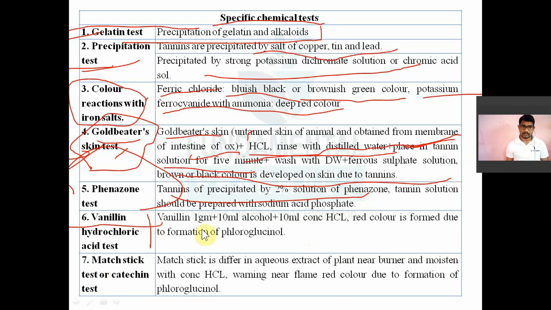Then the next test is the vanillin hydrochloride test. Take 1 gram vanillin, 10 ml alcohol and 10 ml concentrated HCl. You will get a red color. It indicates tannins are present, particularly hydrolyzable tannins. Only then is this test positive, due to the formation of chloroglycerol.